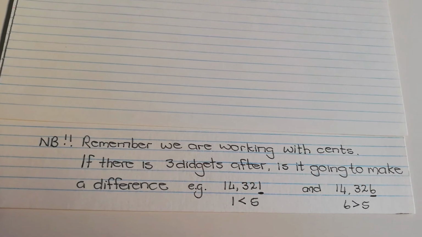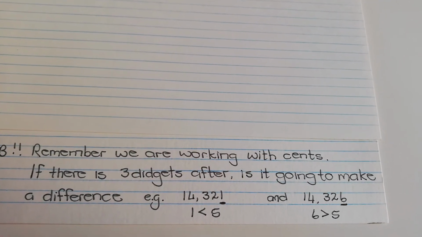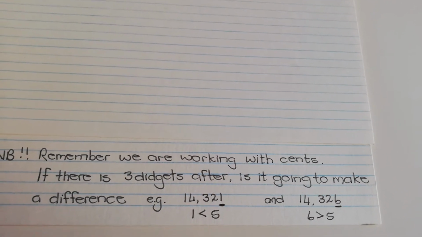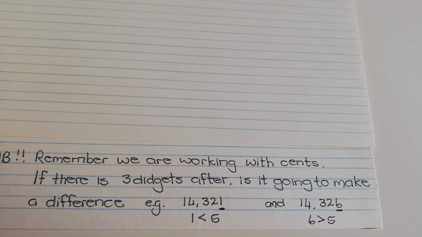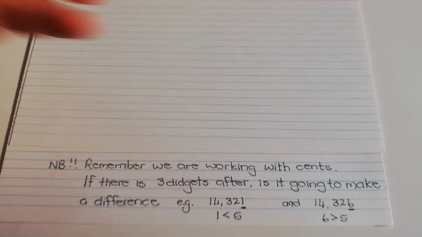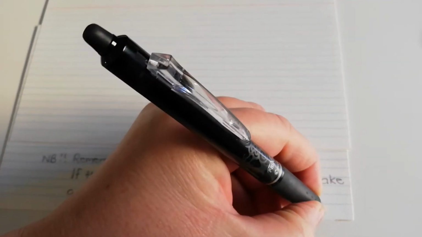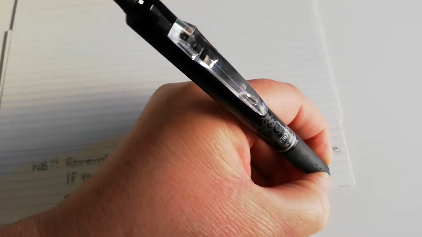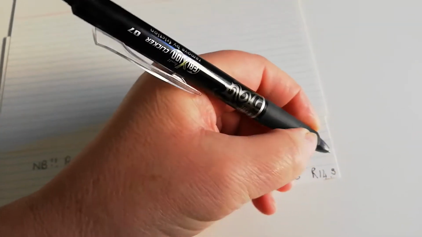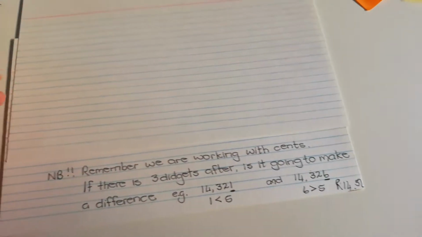32 cents. If the amount on your calculator is 14.326, the 6, the third digit, is larger than 5. Then it has an influence on the 2. The 2 becomes a 3. So your amount at the end of the day will be 14 Rand. The 6 changes the 2 into a 3, 33.